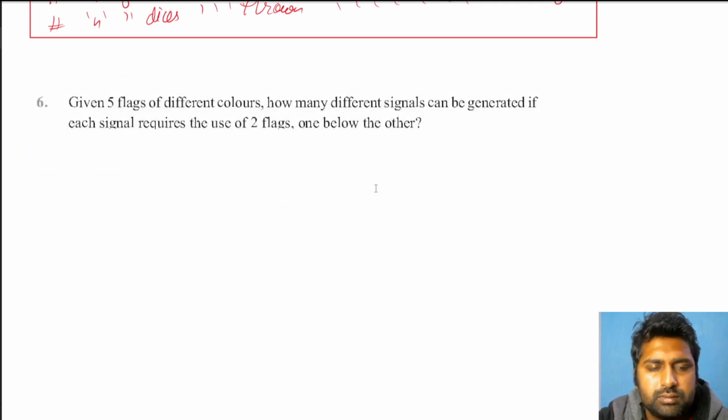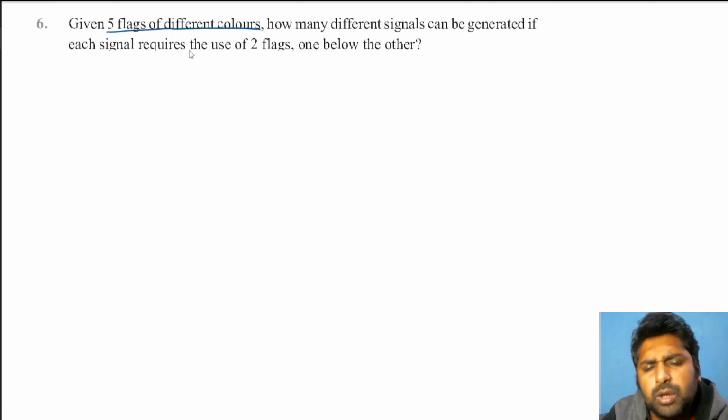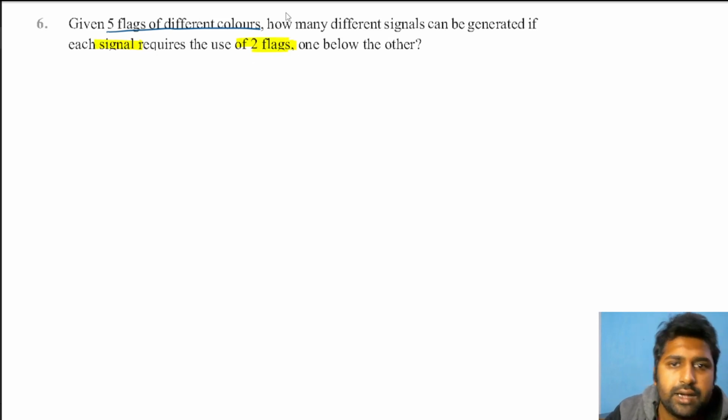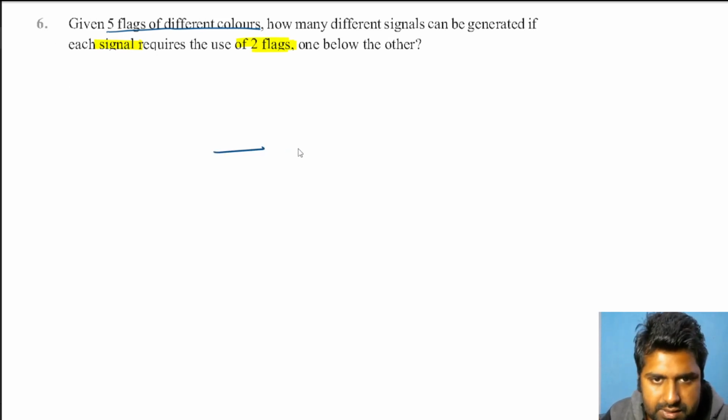One more question. Now this time he is saying you are given 5 flags of different color. And he's saying how many different signals can be generated. Each signal requires 2 flags, and they are being used one below the other, it doesn't matter how they use it. The point is, if we are using 2 flags, that itself is a signal.